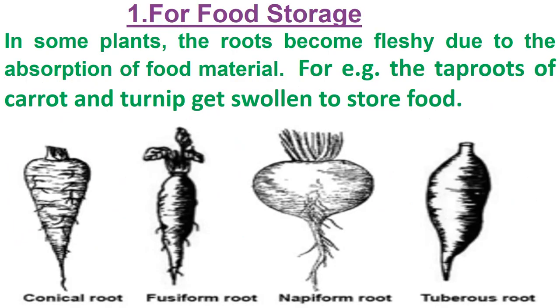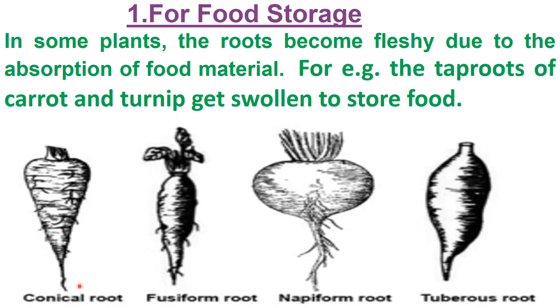So the first type of root modification is for the storage of food. In some plants the roots become fleshy due to storage of food material, okay. When the food is stored inside the root, that root becomes fleshy. For example, taproots of carrot and turnip get swollen to store the food, and there are some other examples also, okay. Here you can see all these roots are modified roots to store the food, and you can see the difference in shapes of all these. So roots can take different shapes to store the food.